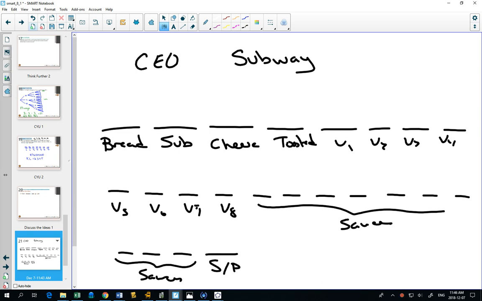How many bread choices are there? 6? Yeah, something like 6. How many sub things are on the menu? Like 12. 12? No, there's more than 12. There's like 20. 20? How many choices of cheese? 4. And you could also choose no cheese. 5.